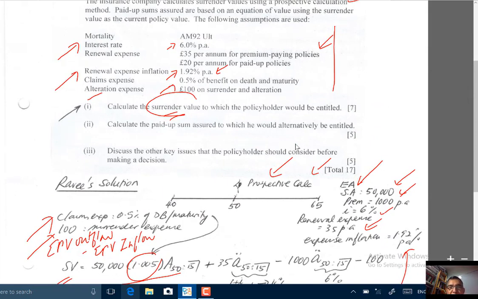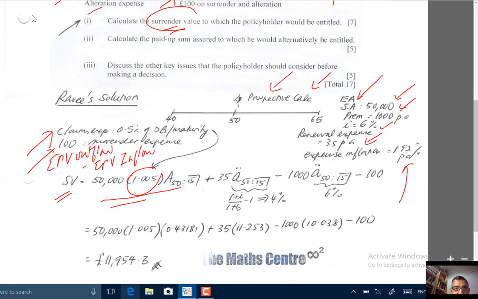Remember, the claims expense is 0.5% of benefit on death. Combining it with your death benefit, you'll have 1.005 times the expected present value. The amount is £50,000, so you multiply by 50,000. And then you have a renewal expense of 35 per annum. That's what you see here: 35 A dot dot 50 angle 15.